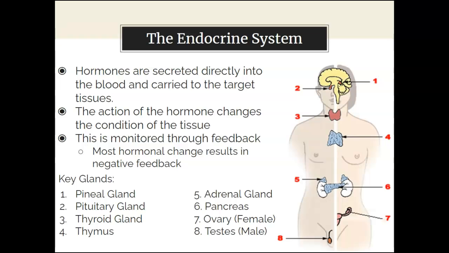The key glands are numbered appropriately and the numbers match up. So the pineal gland is in the brain. It's very, very tiny. The pituitary gland looks like a grape on the bottom of your brain. The thyroid gland is at your throat. The thymus is in your chest. Adrenal glands are on your kidneys. The pancreas is its own organ. And then depending on if you are biologically male or female, you either have ovaries or testes.